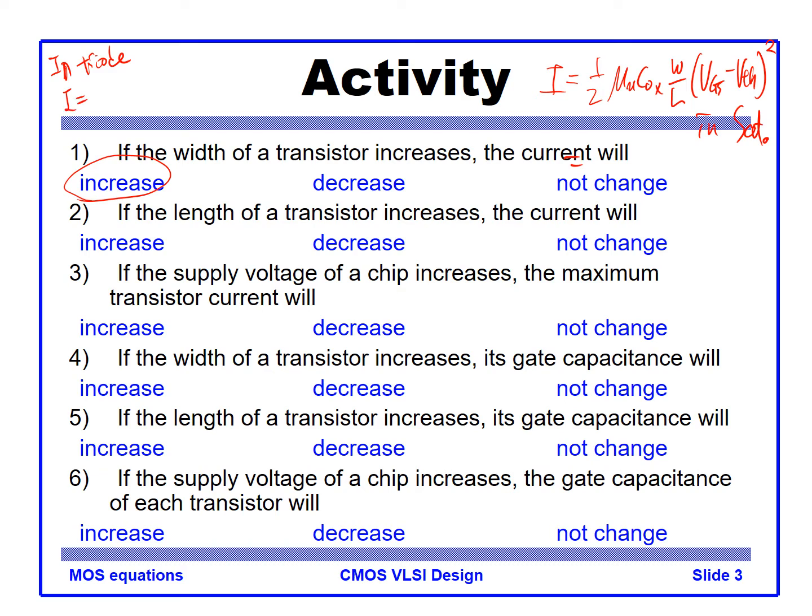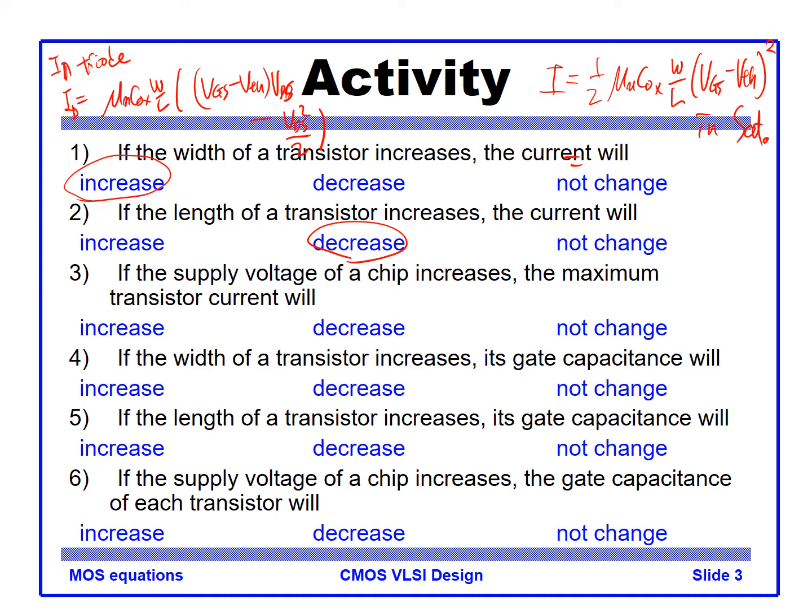ID equal mu n COX W over L, (VGS minus VTH) VDS minus half VDS squared, right? You can double check the equation with VDS equal to VGS minus VTH. That will give you the saturation equation. As you can see, as W increases, the current will increase. The length of the transistor increases, then current will decrease.